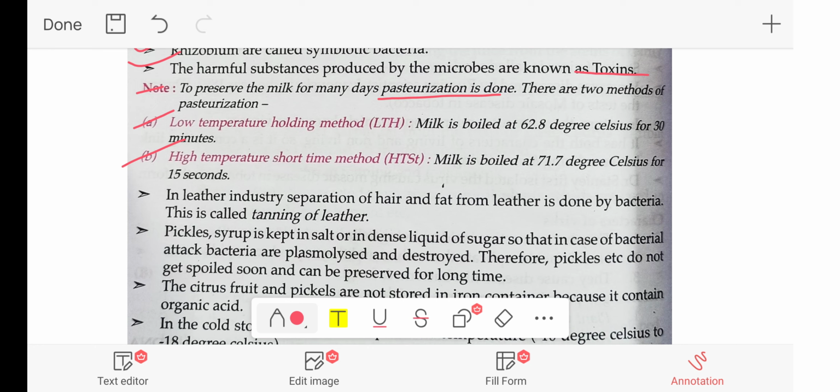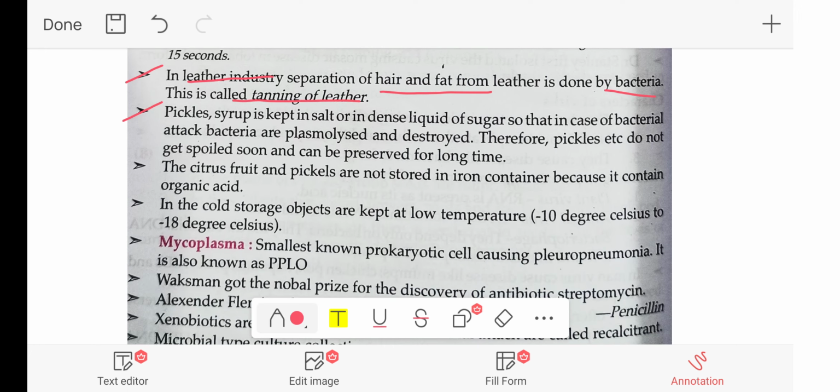In the leather industry, separation of hair and fat from leather is done by bacteria. This is called tanning of leather. Pickles and syrup are kept in salt or in dense liquid of sugar so that in case of bacterial attack, bacteria are plasmolysed and destroyed. Therefore, pickles do not get spoiled soon and can be preserved for a long time. Citrus fruit and pickles are not stored in iron containers because they contain organic acid. In the cold storage, objects are kept at low temperature, that is minus 10 degrees Celsius to minus 18 degrees Celsius. Next, let's read mycoplasma.